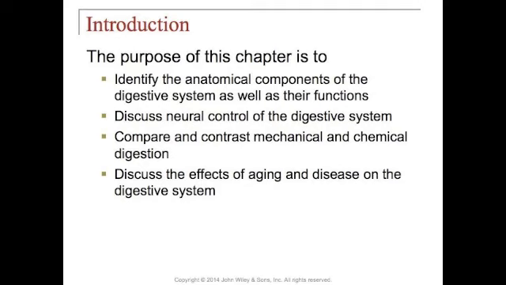The purpose of this chapter is to identify the anatomical components of the digestive system as well as their functions, discuss the neural control of the digestive system, compare and contrast mechanical and chemical digestion, and discuss the effects of aging and disease on the digestive system.